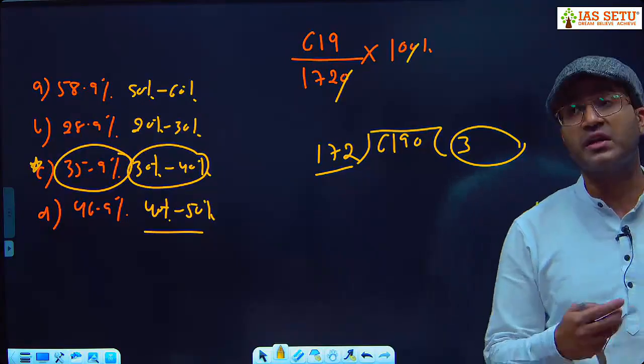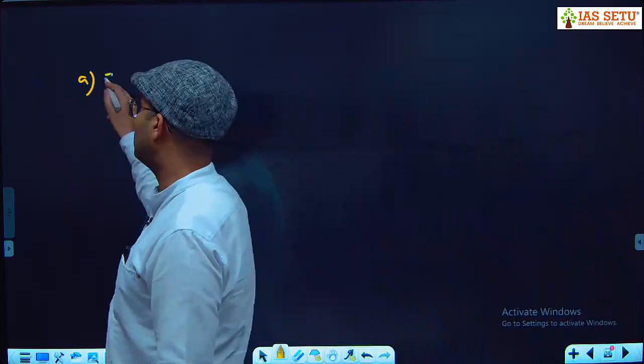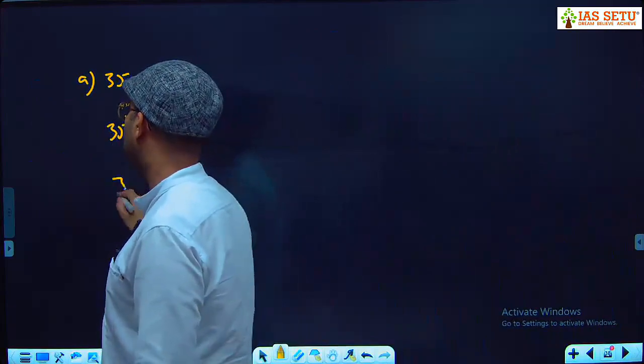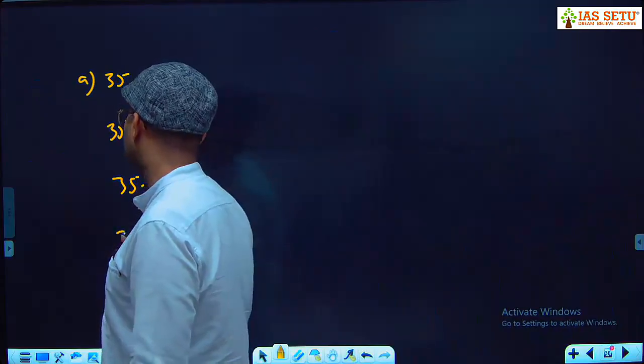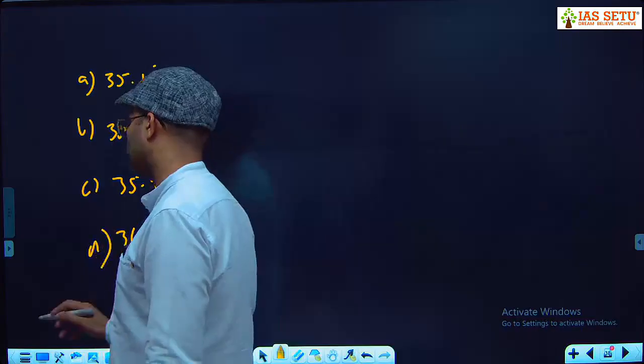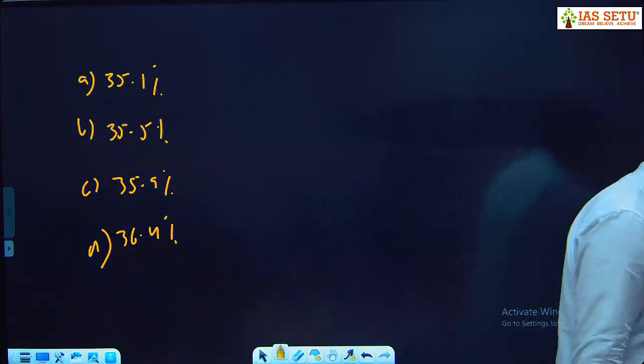But in case there are more answer options, if answer options are given like 35.1%, 35.5%, 35.9%, 36.4%, then you have to do exact calculation. Then you can't use approximation, then you have to find it.